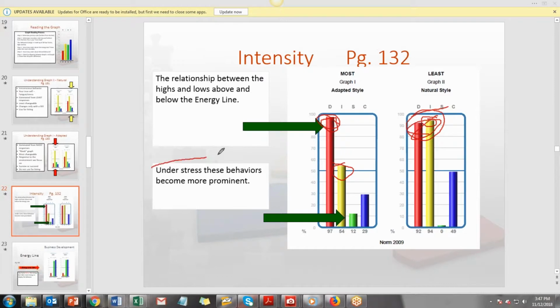And then under stress, it just means those behaviors become more prominent, or noticeable to other people. Those that are below the energy line, less than 20%. Okay, in this case, what does it mean when you have a low green score? And feel free to cheat, look at those words. What are the behaviors associated with a 0 at home and a 12 at work?